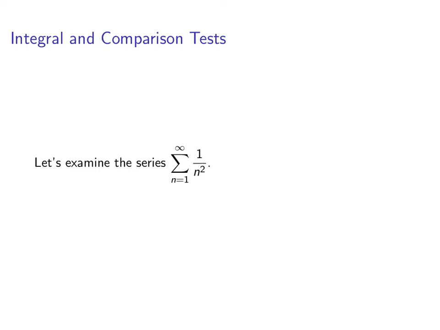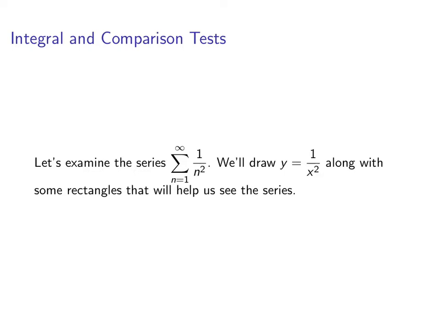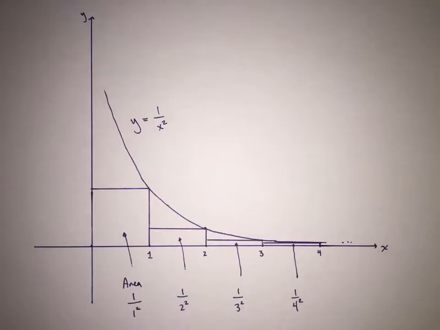Hello, calculus fans. Let's talk about the series where we sum from n equals 1 to infinity of 1 over n squared. What we're going to do is draw a graph of y equals 1 over x squared along with some rectangles that will help us see the series. Here's our graph of y equals 1 over x squared.